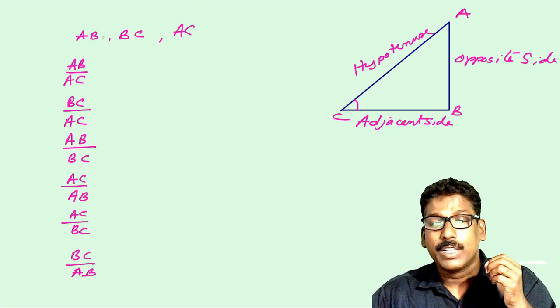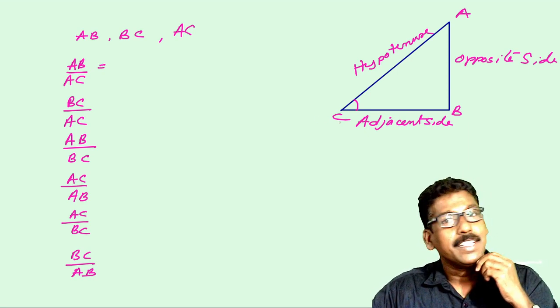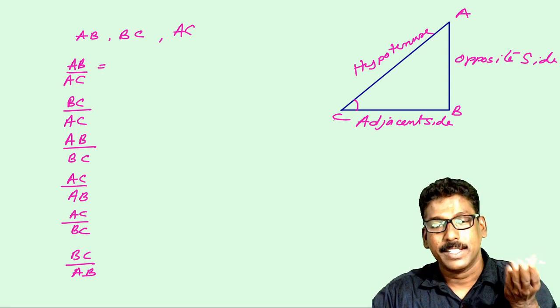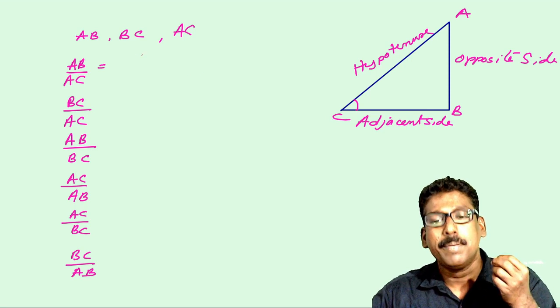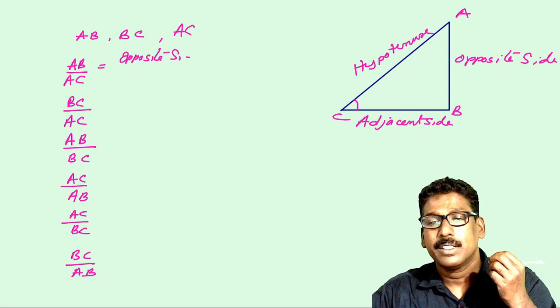Now look at the first one, AB by AC. According to angle C, what is AB? It is the opposite side, and AC is the hypotenuse. So AB by AC you can write as opposite side by hypotenuse.